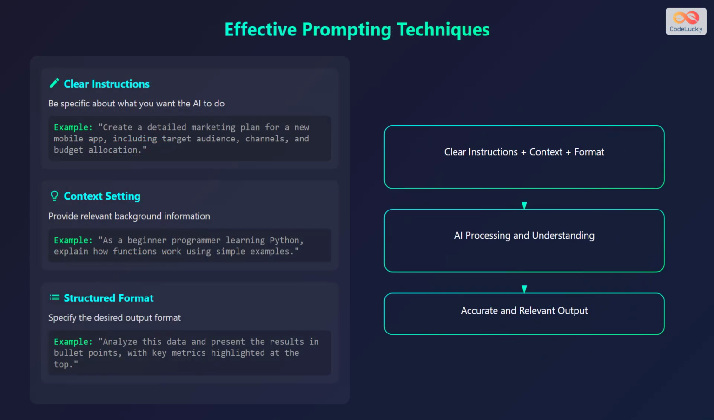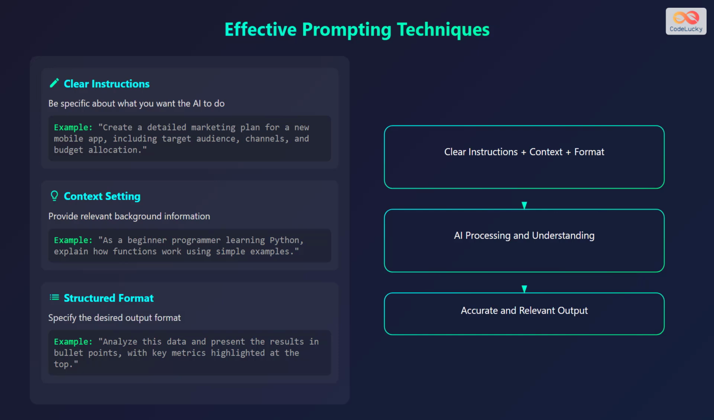Effective prompting is key to getting the best results from generative AI. Provide clear instructions, being specific about what you want the AI to do. Set the context by giving relevant background information. Use a structured format, specifying the desired output format.